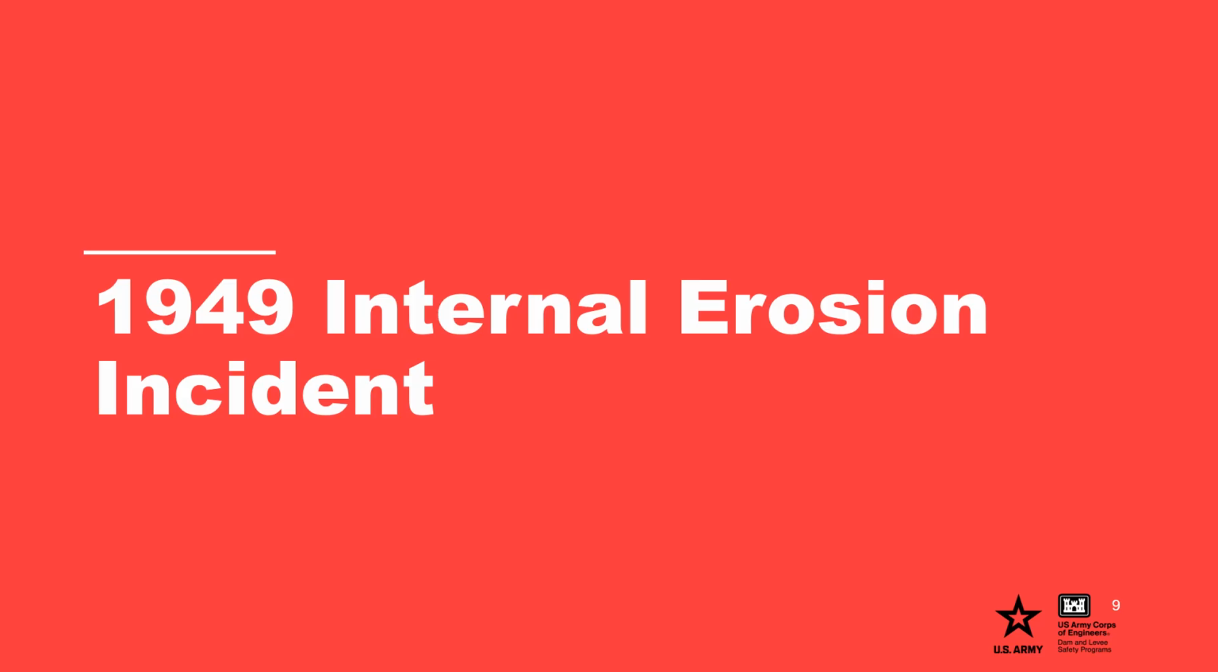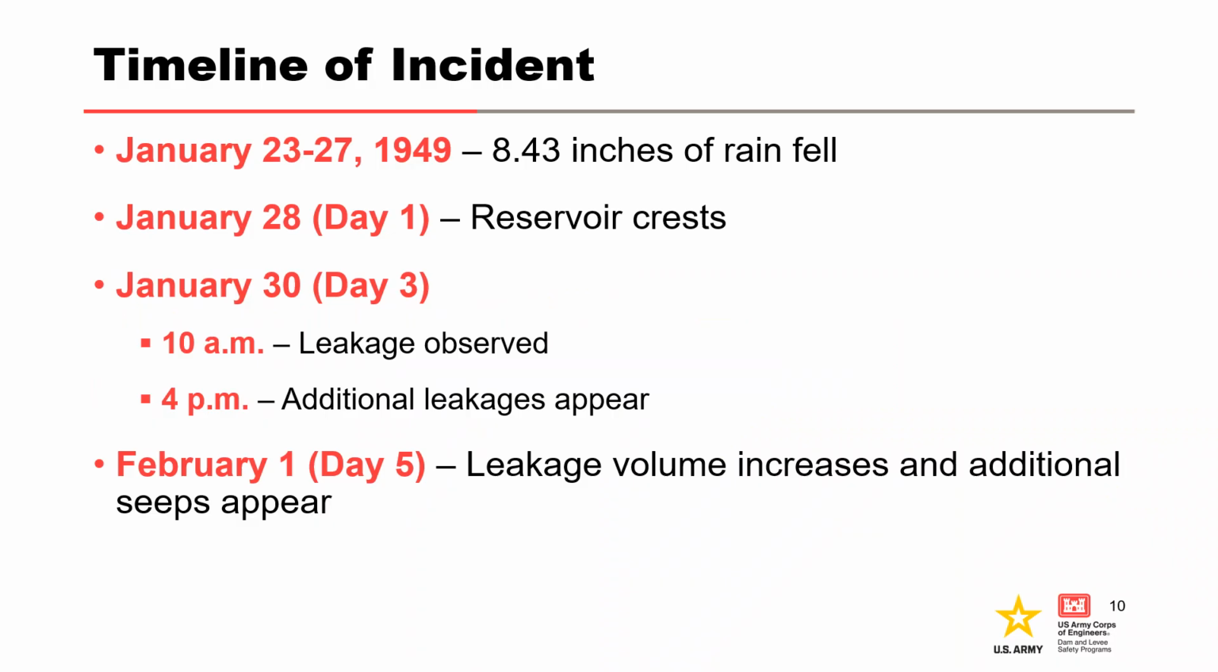The following slides describe the 1949 internal erosion incident. From January 23rd to the 27th in 1949, 8.43 inches of rain fell in the watershed. On January 28th, the reservoir crested at elevation 493.5 feet, about 50% of the embankment height, and it remained there for 12 hours and then slowly began to fall.